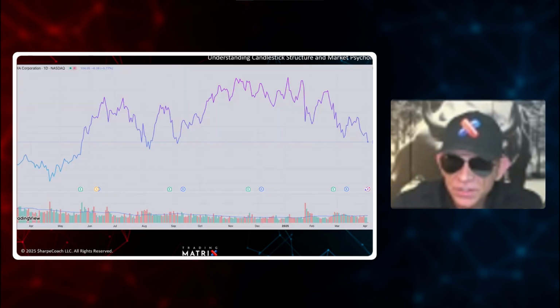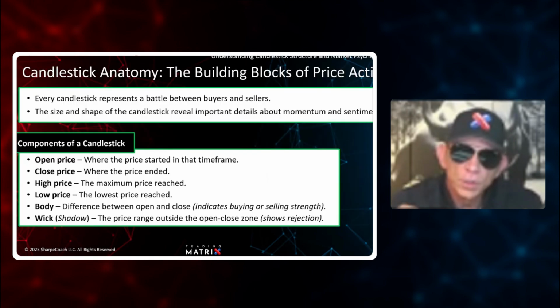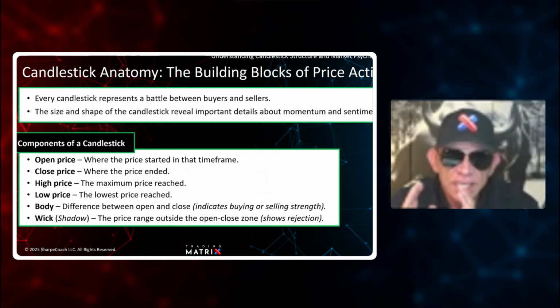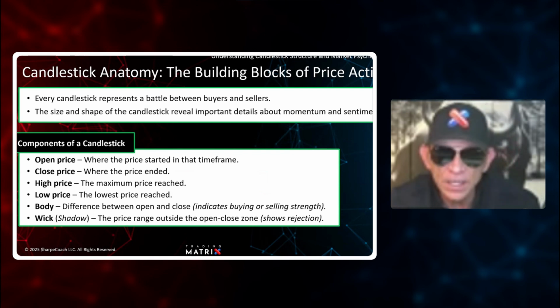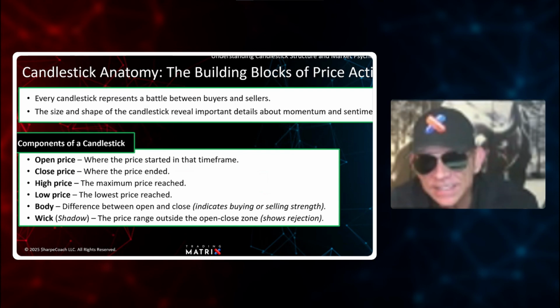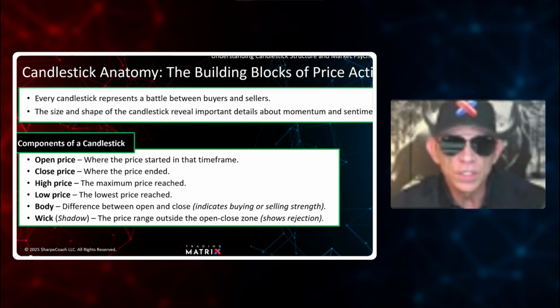Here is just a line chart, close to close, and here's a candlestick chart. Which chart gives you more information? When we look at the anatomy of a candlestick, it becomes the building blocks of price action. Every candlestick represents a battle between buyers and sellers, and the size and the shape of the candlestick reveal important details about the momentum and the sentiment. Let's talk about the components of a candlestick.